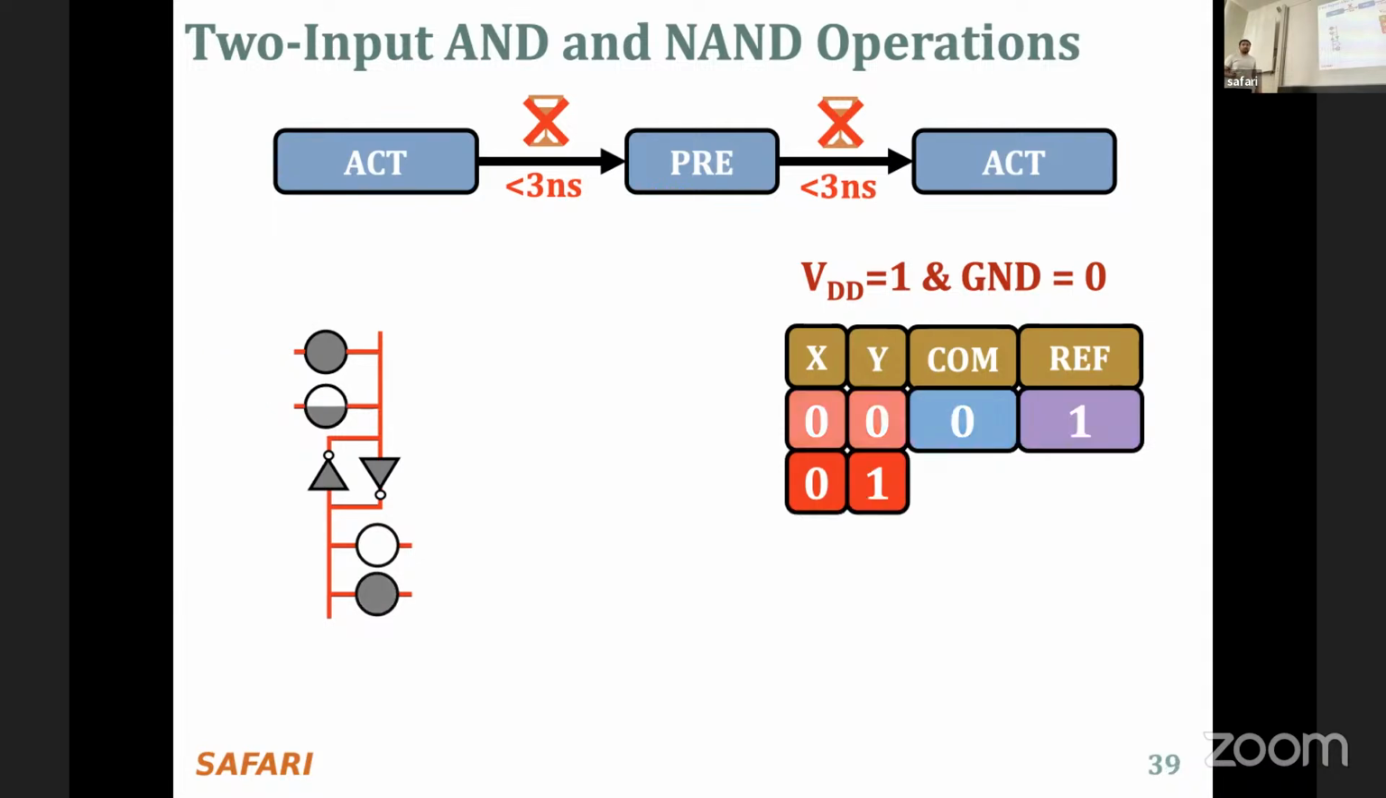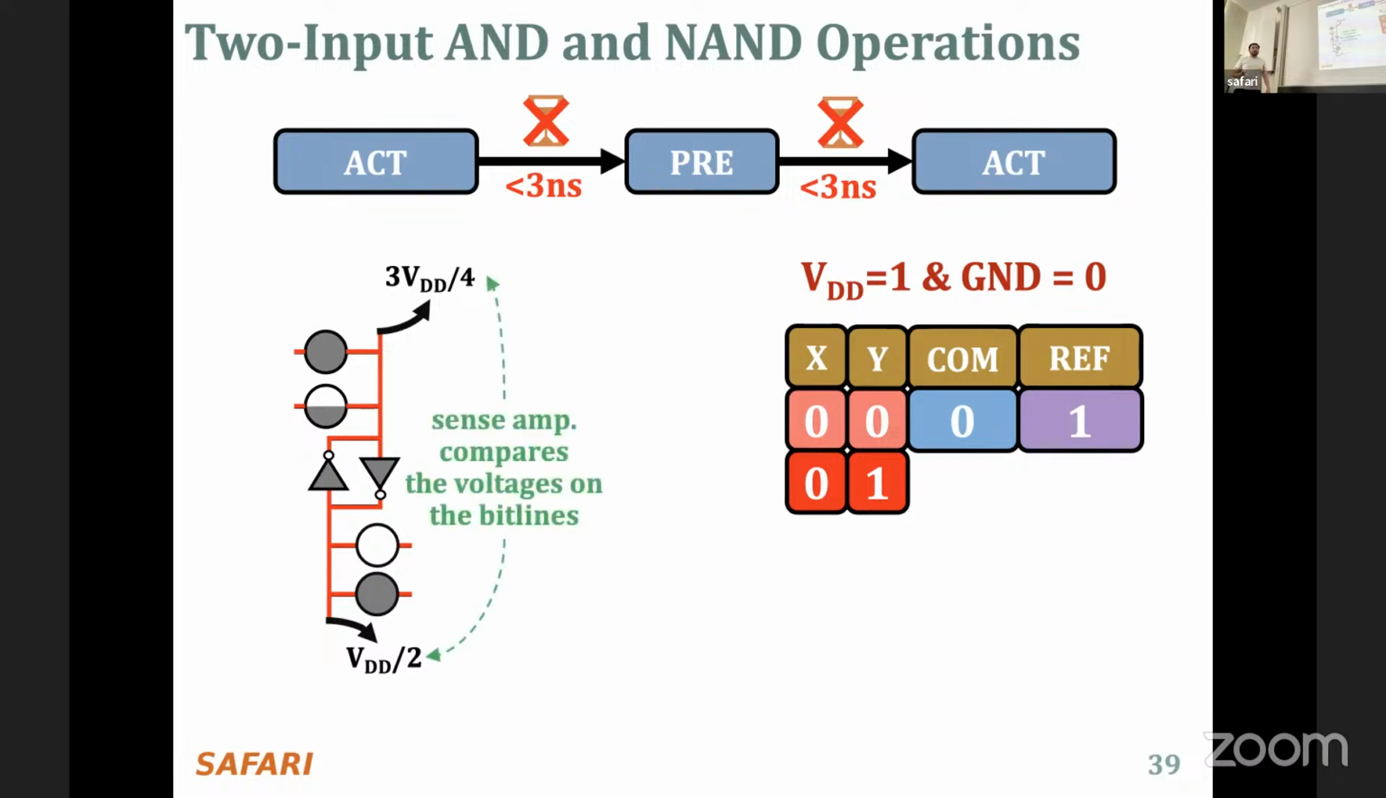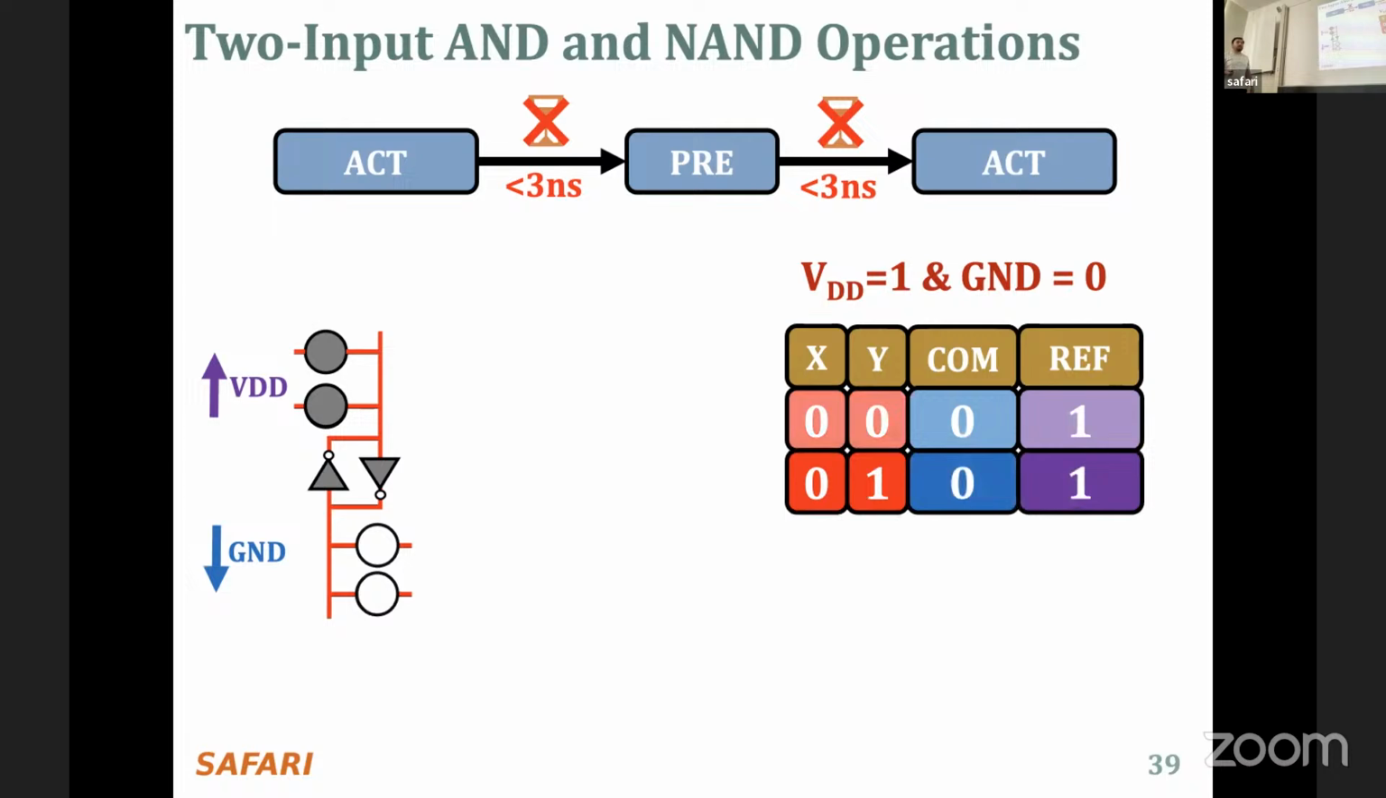Now let's move to the second case. Again, the reference subarray bit line will have 3 VDD over 4, which is still higher than the compute subarray bit line. Then the sense amplifier compares again, and the result is the same.